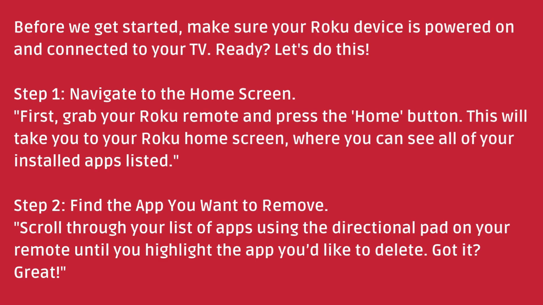Ready? Let's do this. Step 1. Navigate to the home screen. First, grab your Roku remote and press the Home button. This will take you to your Roku home screen where you can see all of your installed apps listed.